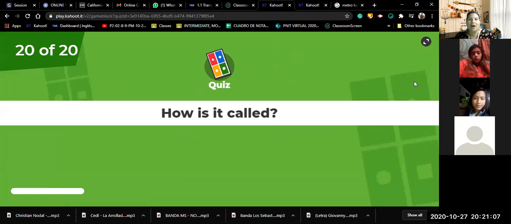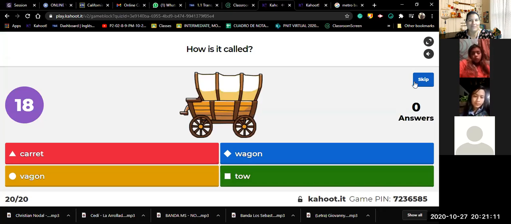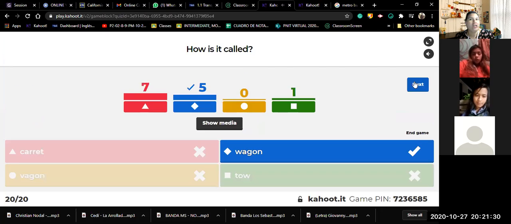And our last one. This one is a. Wagon. Very good. It's a wagon.